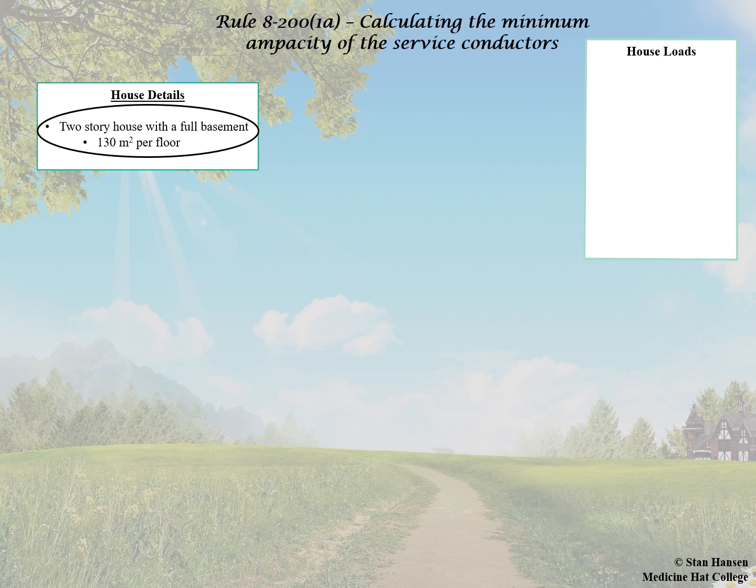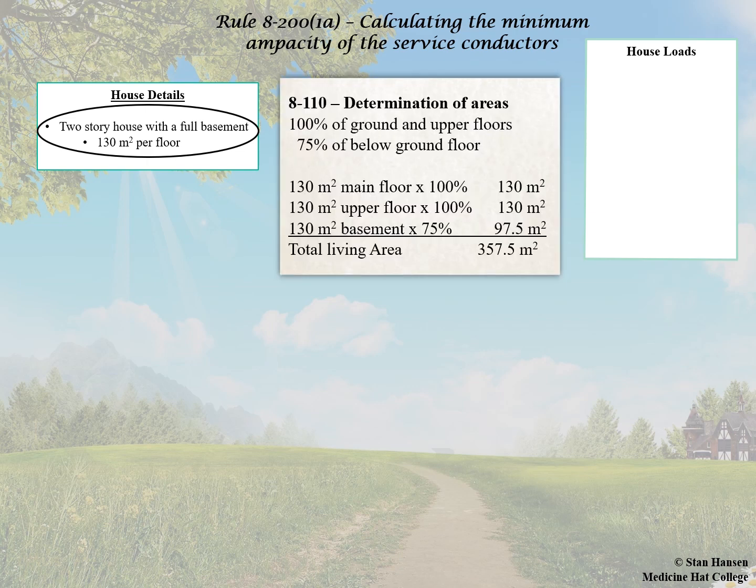According to Rule 8110, we need to take 100% of the ground and upper floors and 75% of anything below the ground floor. This means that for my main floor, I'm going to take a full 130 meters square. For my upper floor, I'm going to also take a full 130 meters square. But for my basement, I'm going to multiply that 130 meters square by 75%, which gives me a value of 97.5 meters. I want to add all 3 of these spaces together to get 357.5 meters square.